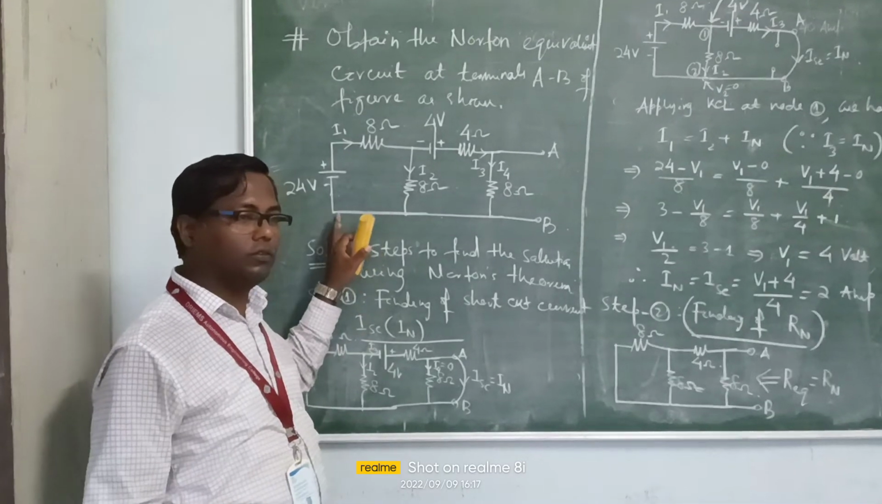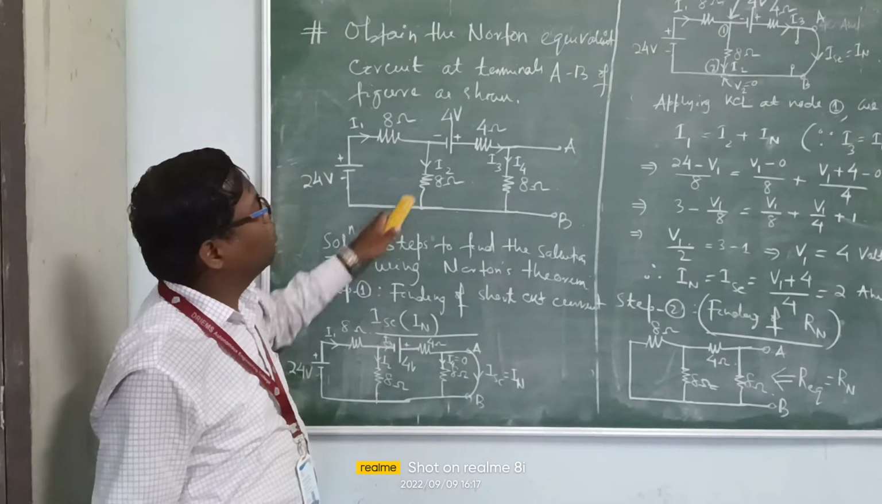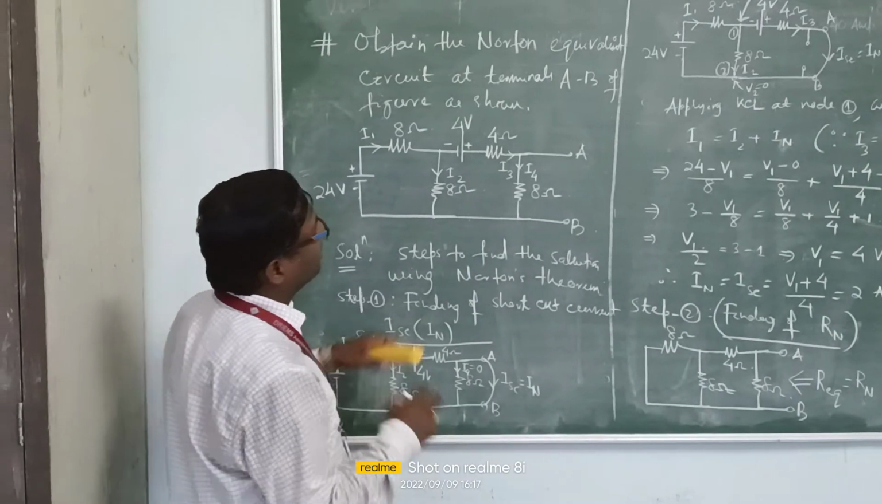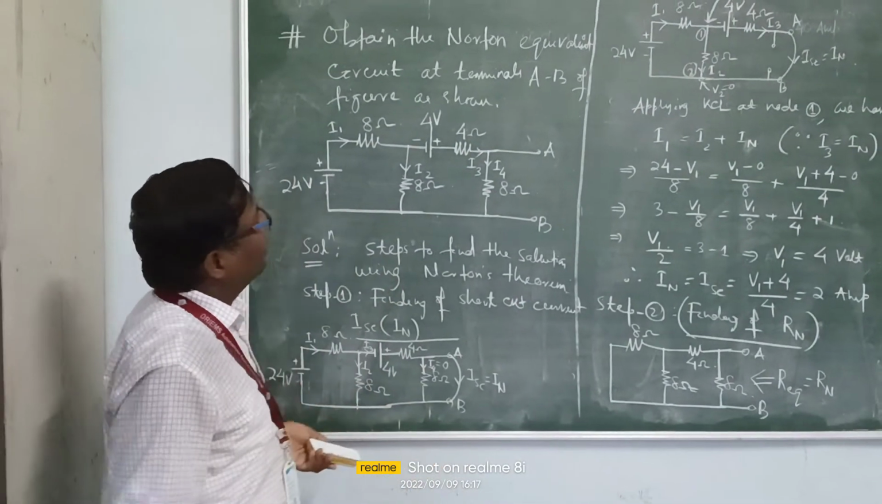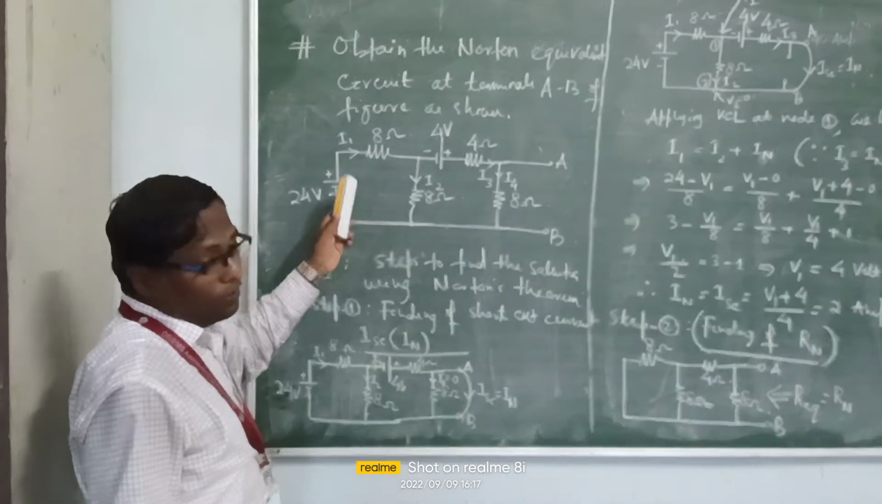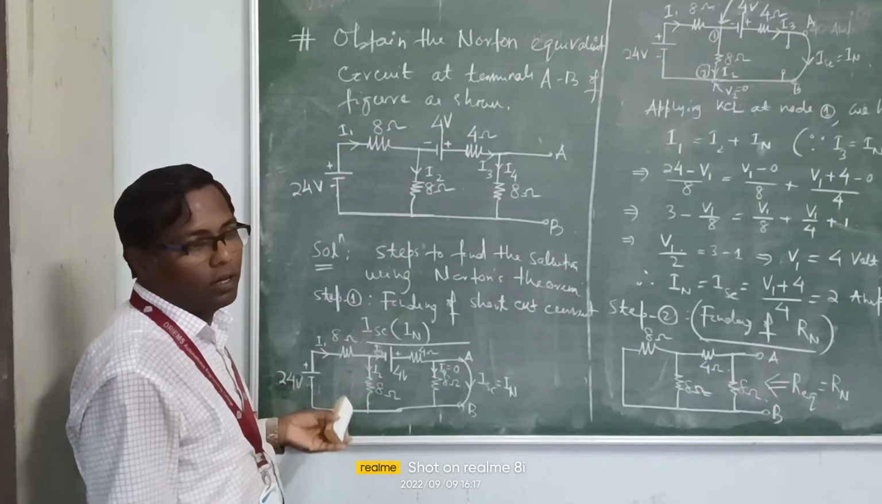We have to find out the Norton's equivalent circuit across the terminals A and B. What are the steps to find the solution of a given network?